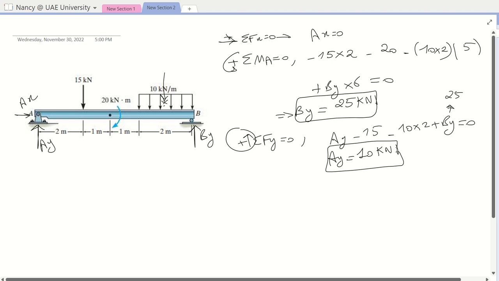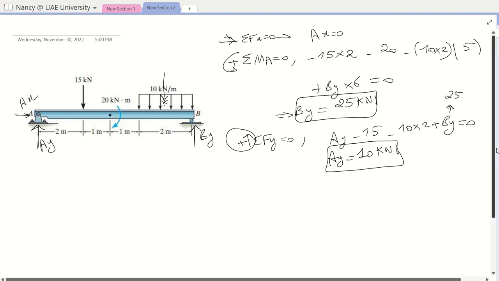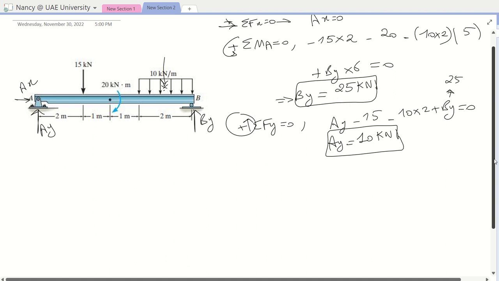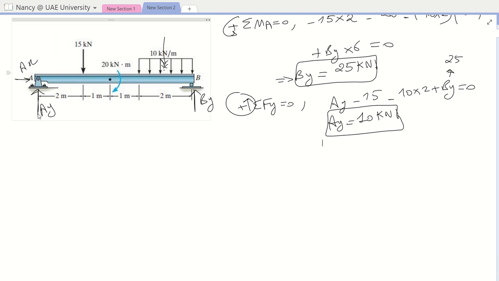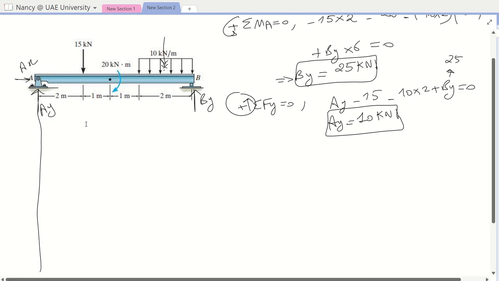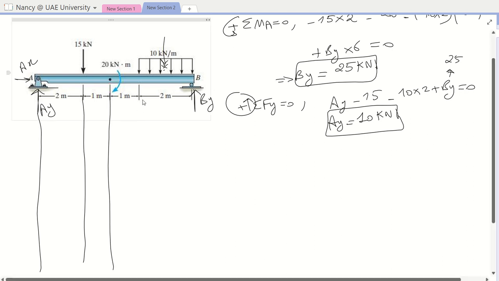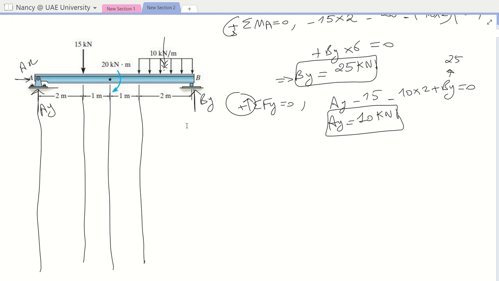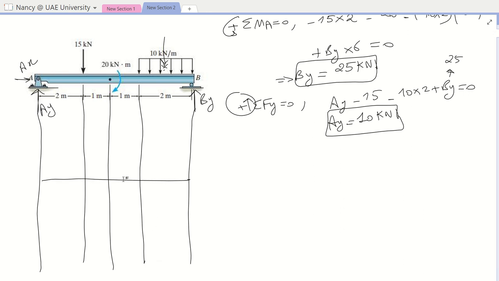Now we can come to draw directly the shear and bending moment diagram. In the exam, you need to redraw your beam with all the loading shown here, and you need to draw the vertical lines like this. Whenever we have a concentrated load, a concentrated moment, the beginning of a distributed load, or the end of the distributed load, we draw these vertical lines, because we will have a change in the shear and a change in the moment.